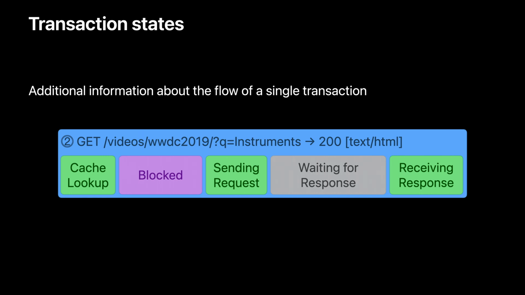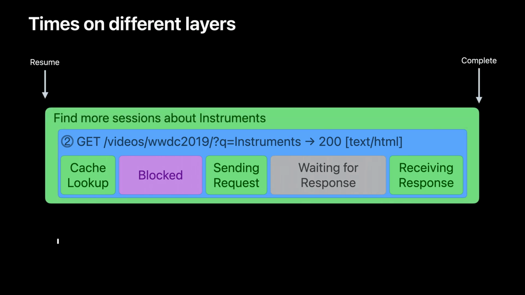Let's analyze them in the context of a containing task. The start of the transaction is the point in time when the URL loading system creates the transaction for making this request. It first checks whether we have a valid cached response already. And if that's not the case, it will try to schedule the request on a connection. Next, the transaction may have to wait a bit in the blocked state, waiting for an available connection.